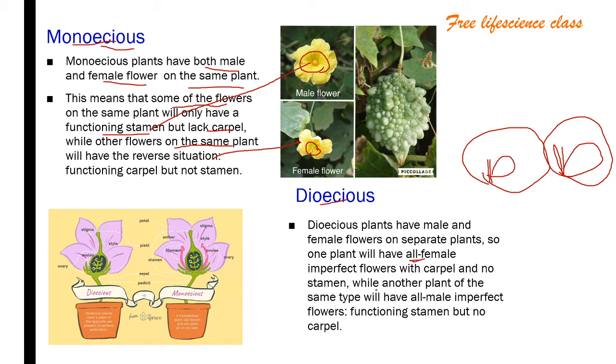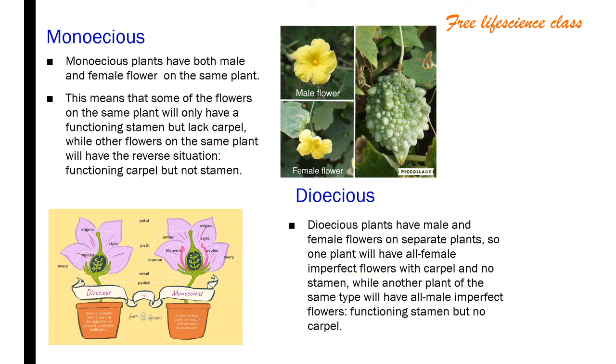So they are termed imperfect flowers. If a flower lacks any of its parts, we call it an imperfect flower. So this is the female plant, which will consist of the carpel or gynoecium or pistil. This other will consist of the androecium or stamen. So this is the difference between monoecious and dioecious.